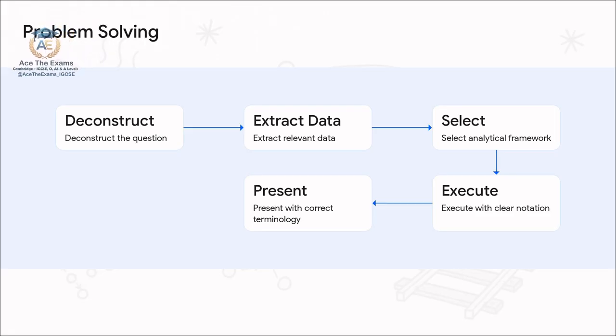Step 2. Extract the data. What are the specific conditions? Are we dealing with a solid, a liquid, or a gas? Is the pressure being held constant or is the volume locked? Step 3. Select your analytical framework. In our case for thermal expansion, we are selecting the PEEL framework based on the kinetic theory of matter. Step 4. Execute with clear notation.